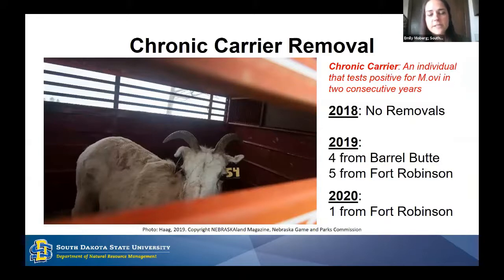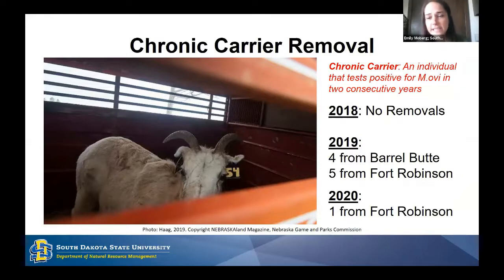So since we started in 2017, we wanted 2 consecutive years of testing to remove any chronic shedders. So we classified a chronic shedder as any individual that tests positive for MOVI in those 2 consecutive years. If they had a negative or indeterminate result, we still just classified them maybe as an intermittent shedder.